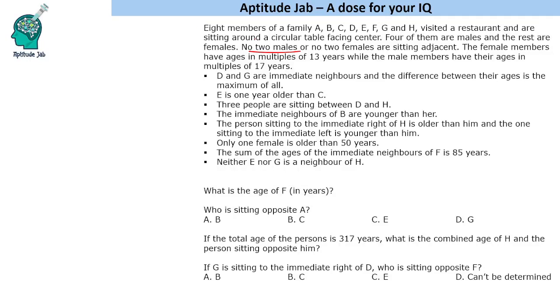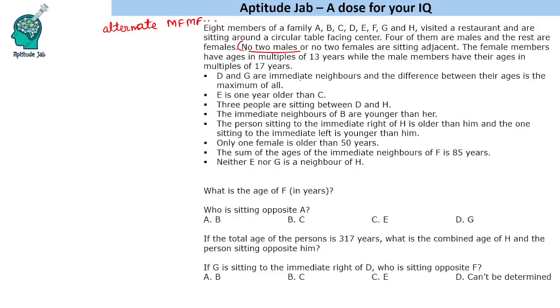That means they are sitting alternate, that is male, female like this. The female members have ages in the multiples of 13 years, while the male members have their ages in the multiples of 17 years. Now let us read these statements and try to find out what we can derive out of it.